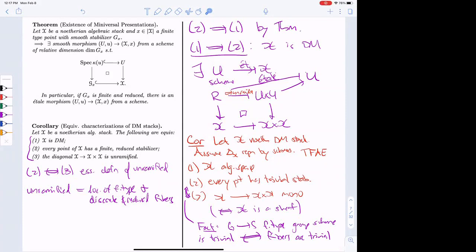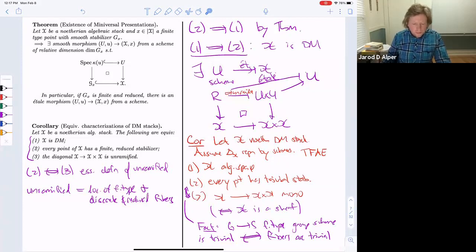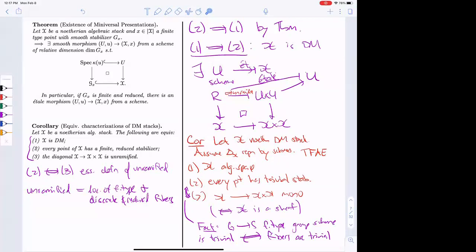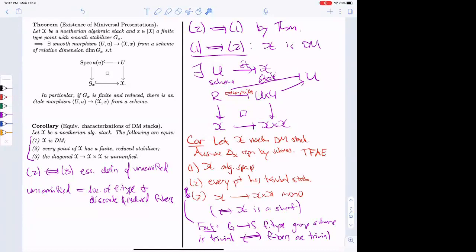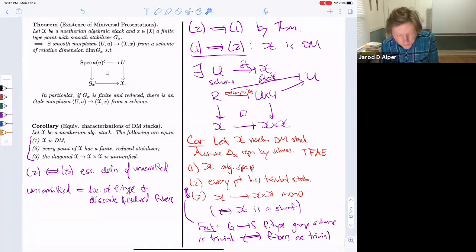Is there any subtlety to, so the theorem is giving you a presentation around every point. But you need a full presentation. Is there any subtlety to making it surjective? No, for us there isn't, because we have a Noetherianness hypothesis. I think John's point was that we only have these presentations around finite type points. But if you have a Noetherian stack, these points are dense. So it suffices to take a presentation around the finite type points and then take a disjoint union over all of them, and it will surject.